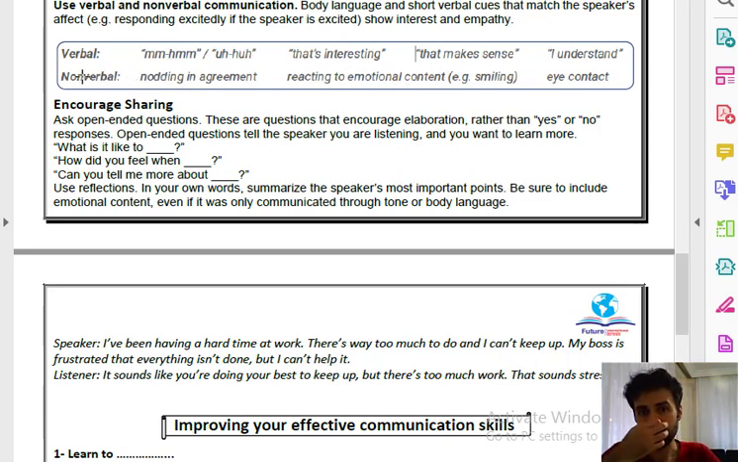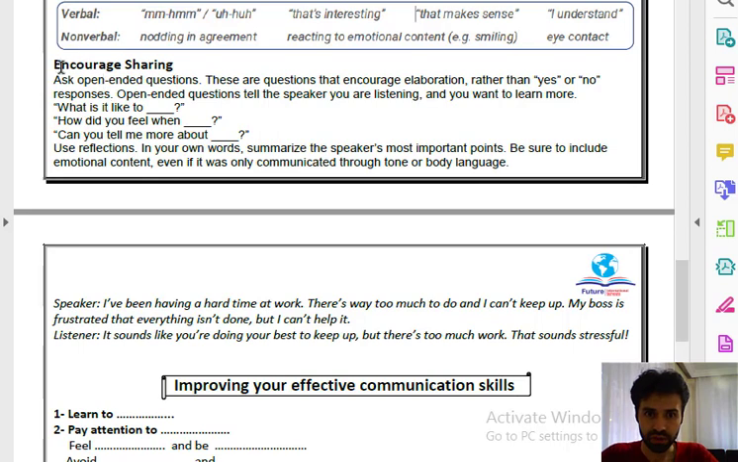And also non-verbal reflection: nodding your head in agreement, reacting to emotional content, for example smiling, and also keeping eye contact, which is very important.